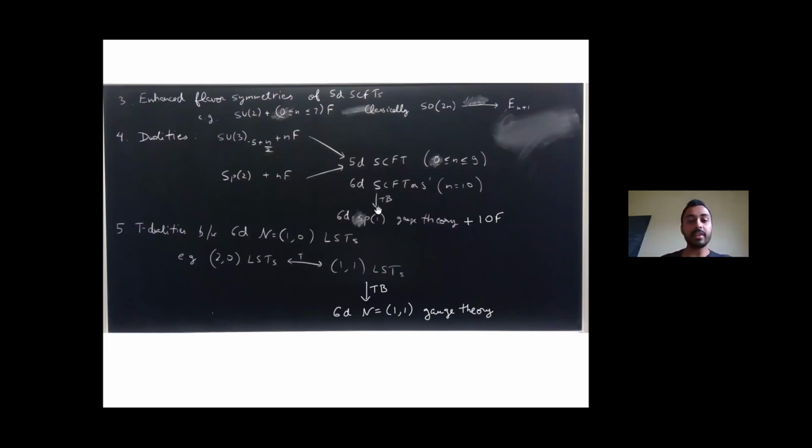This 6D SCFT can be given a more concrete description if you move on to the tensor branch of this 6D SCFT, where it becomes a 6-dimensional Sp(1) gauge theory carrying 10 fundamental hypers in 6 dimensions.